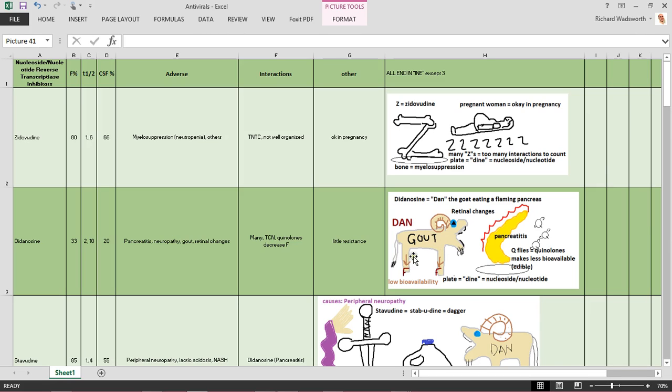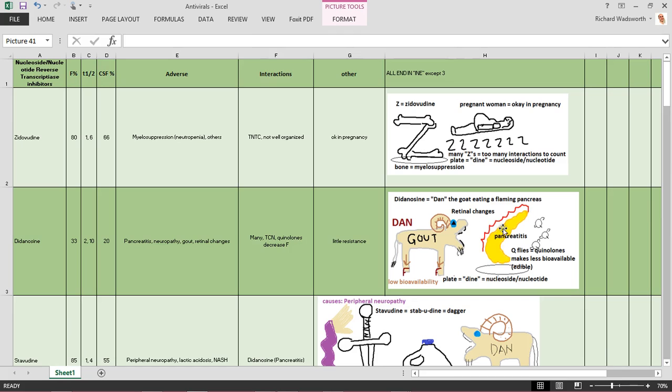So okay, all right, here is the goat named Dan the goat. So Dan diadenosine, Dan the goat. Okay, so he's a goat because this can cause gout. So Dan the goat, or gout. I have little F's on his heels with down arrows because quinolones decrease its bioavailability, and also because it has low bioavailability compared to the other ones. This is only 33% bioavailability, whereas the other ones are like 80 or higher. So low F for bioavailability.